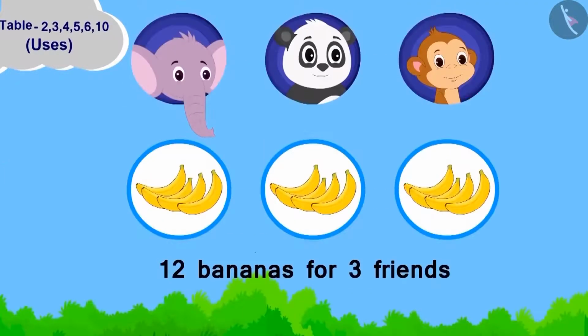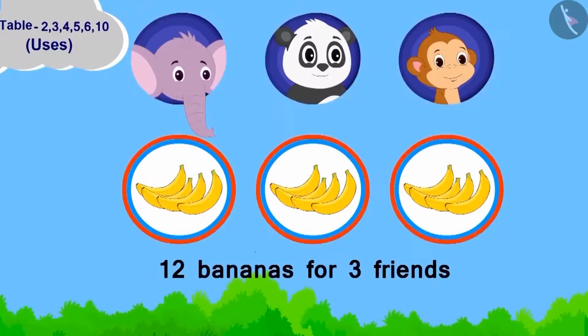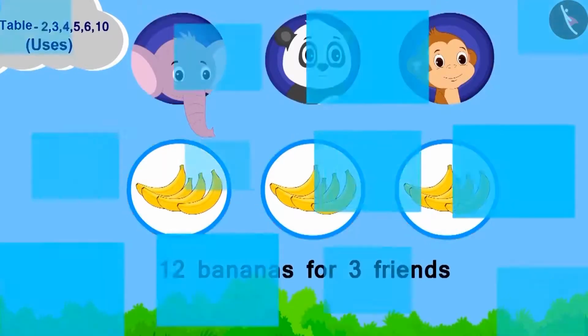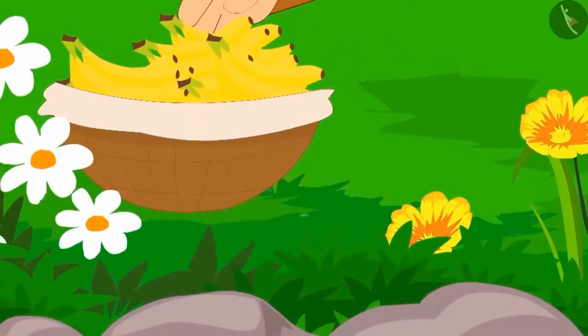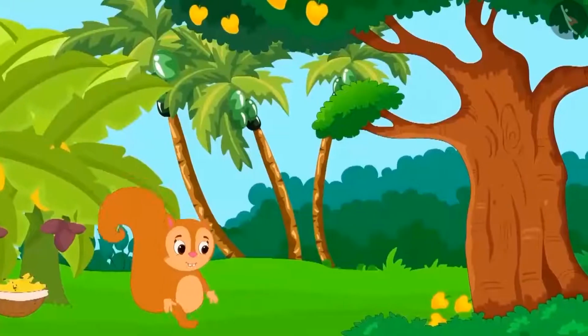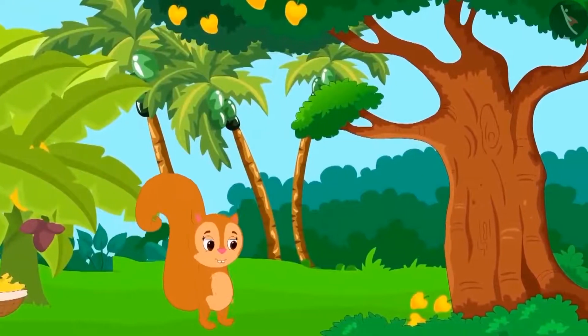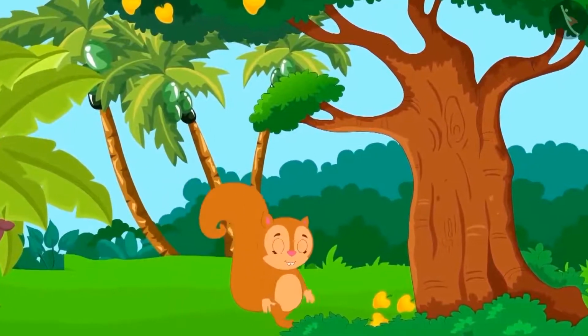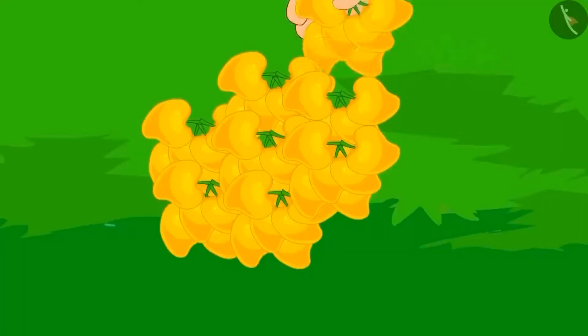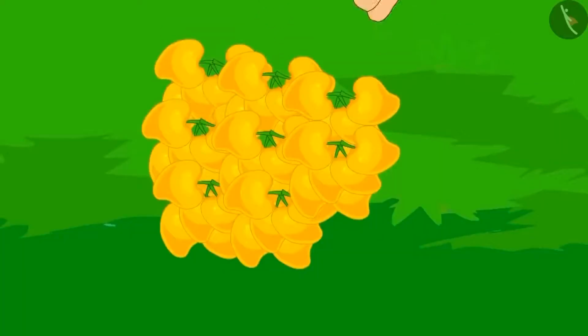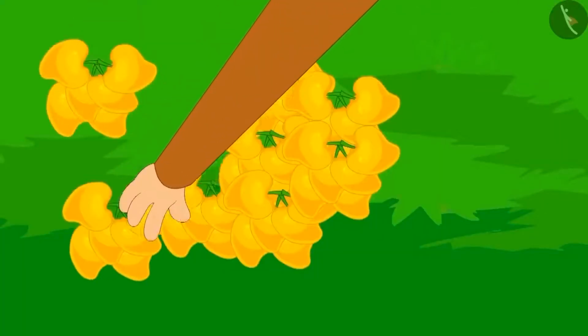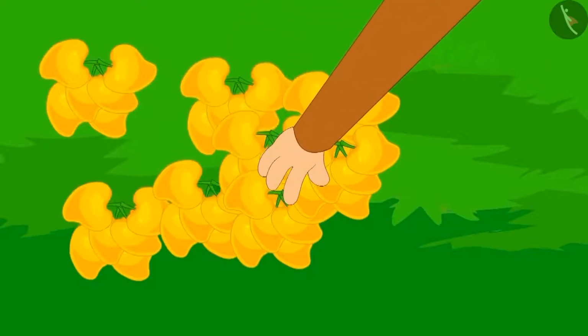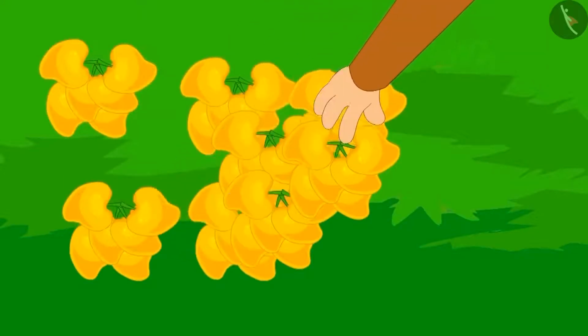Absolutely right. Chanda will have to take 12 bananas for her 3 friends. Chanda filled 12 bananas in a basket and she started walking in her garden. Chanda collected a lot of mangoes from her mango tree and tied them in bunches of 6 mangoes each.